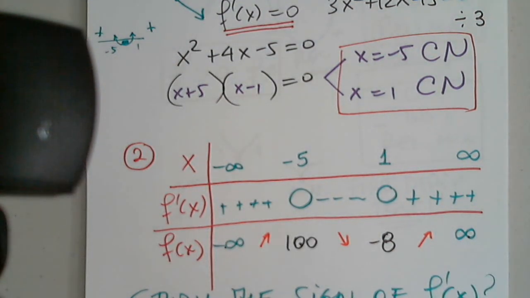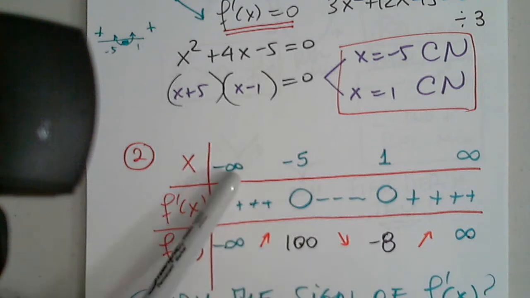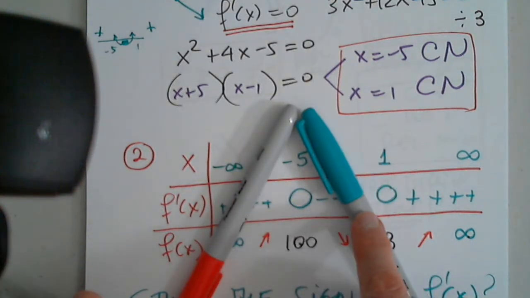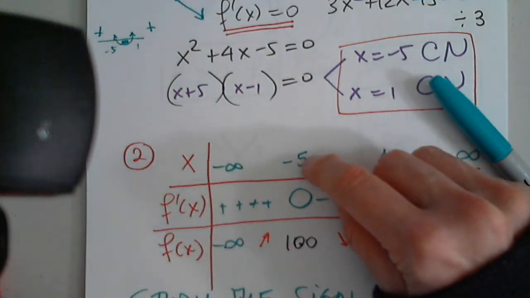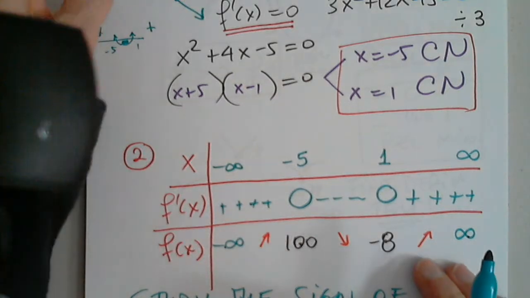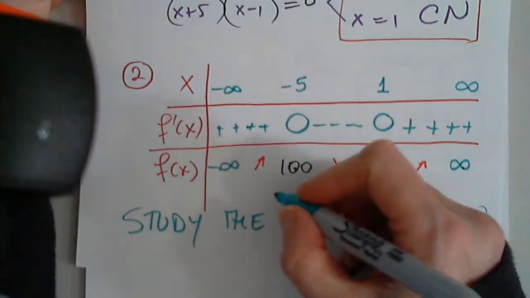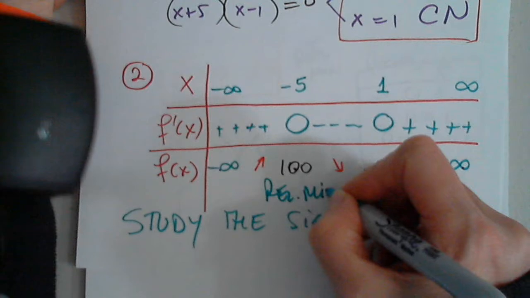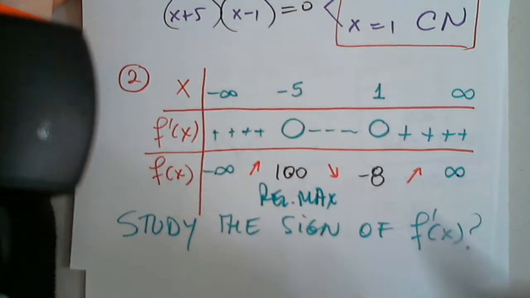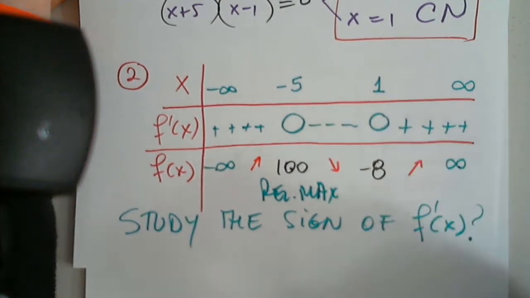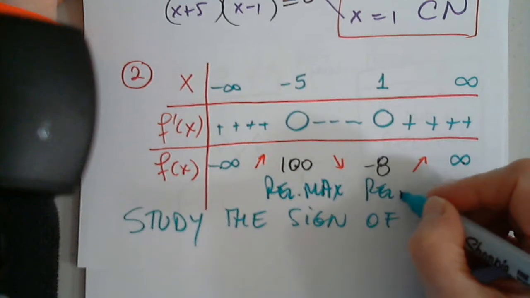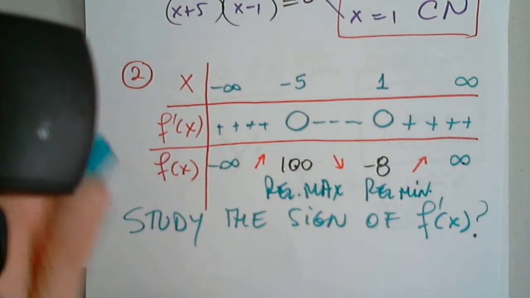Yeah. Okay, now look at these symbols. Look at the sign and the sign. What type of point is -5, 100? Relative max, right? Max. And what type of point is 1, -8? Relative min. And that's it.